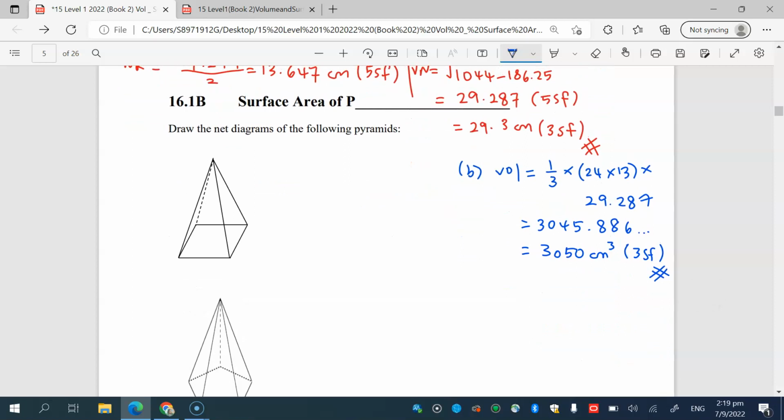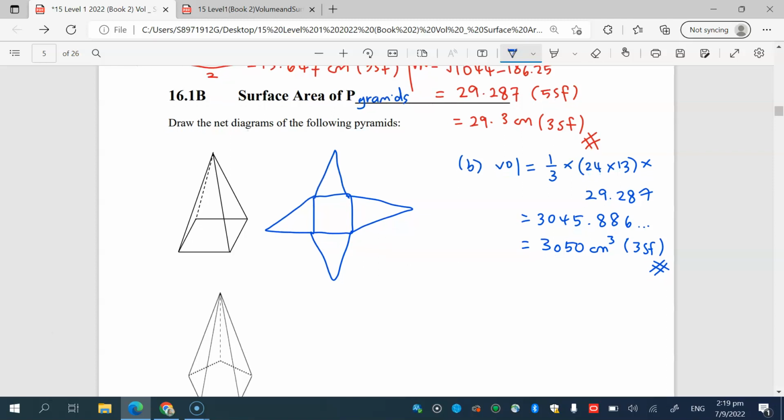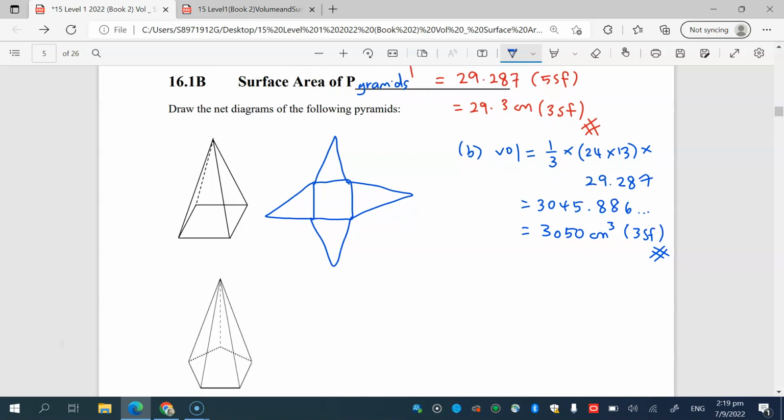Very good. Okay, the next part is on the nets of pyramids. So this is to help us find the surface area of pyramids. Okay, so for the net of this one, there's basically either a square base or a rectangular base here, and then there are 4 triangles. So when you want to find the surface area, you just have to find the area of this base, which is either a rectangle or a square, and then you add the 4 triangles.